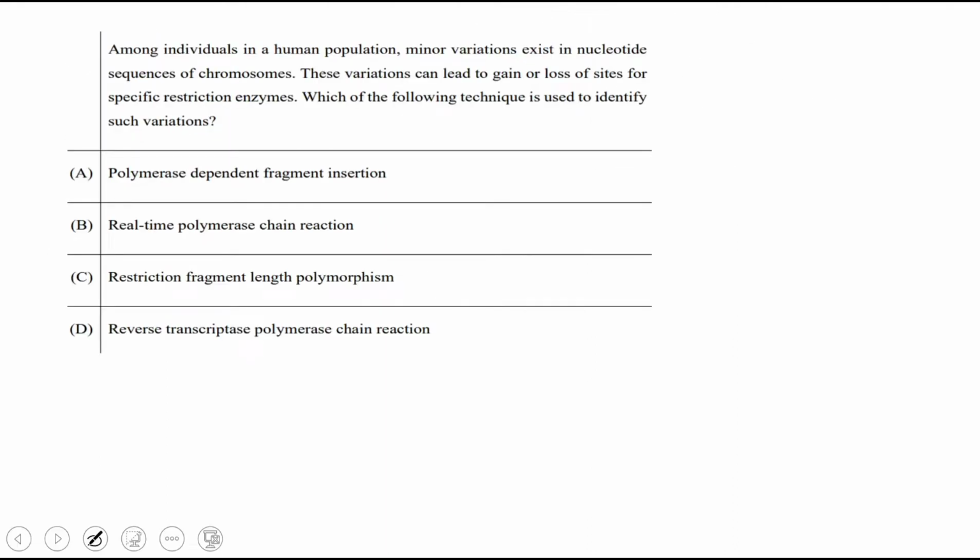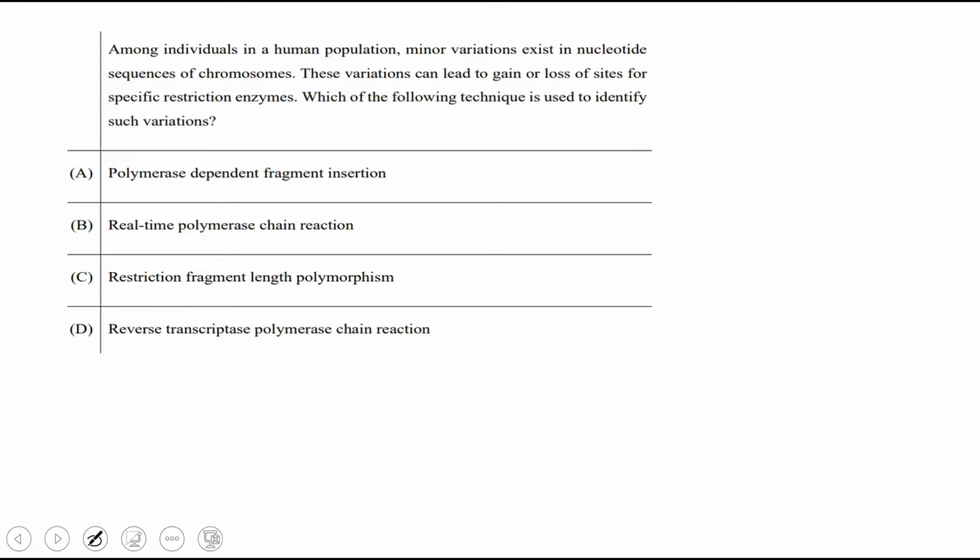Moving to the next question. Among individuals in human population, minor variations exist in nucleotide sequence of chromosome. That is true. These variations can lead to gain or loss of specific restriction sites. If those variations occur at the recognition site of a restriction enzyme, it might be lost. So what is the technique used to identify such variations?